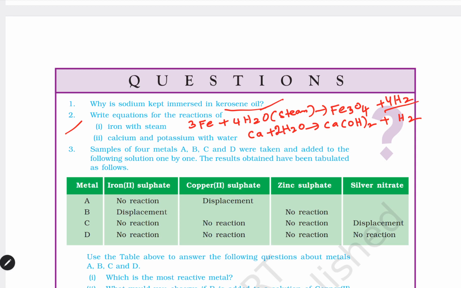Similarly, how will potassium react? Potassium reacts violently with cold water, producing potassium hydroxide and hydrogen gas with flames. So how to represent this? Potassium reacting with cold water, so it will generate potassium hydroxide and hydrogen gas will be released. You can balance this chemical equation like this.